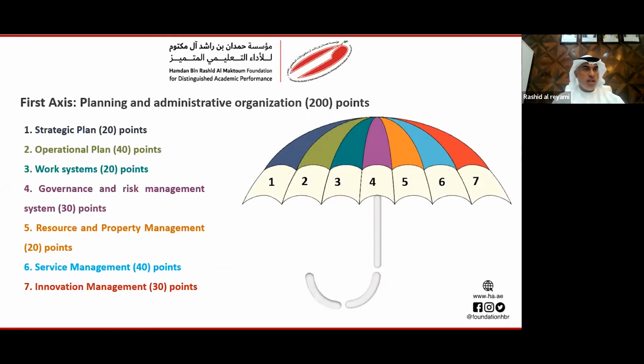Okay, so I'll go to the first axis, planning and administration organization. Number one, it is the strategic plan and operational plan, work system, governance and risk management, resource and property management, service management, and innovation management. We will take the strategic plan.